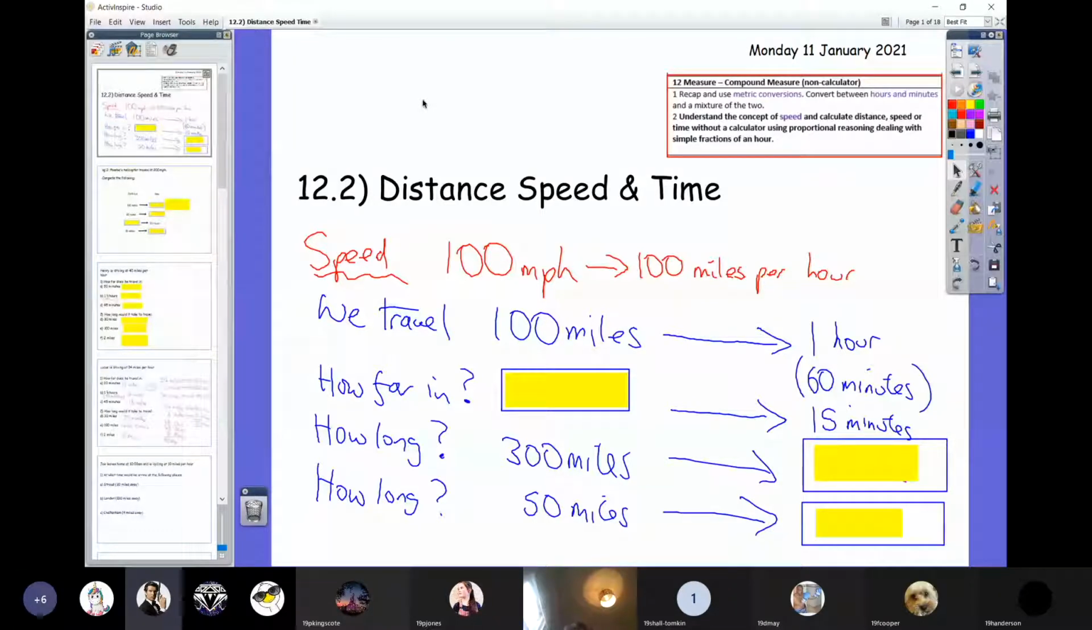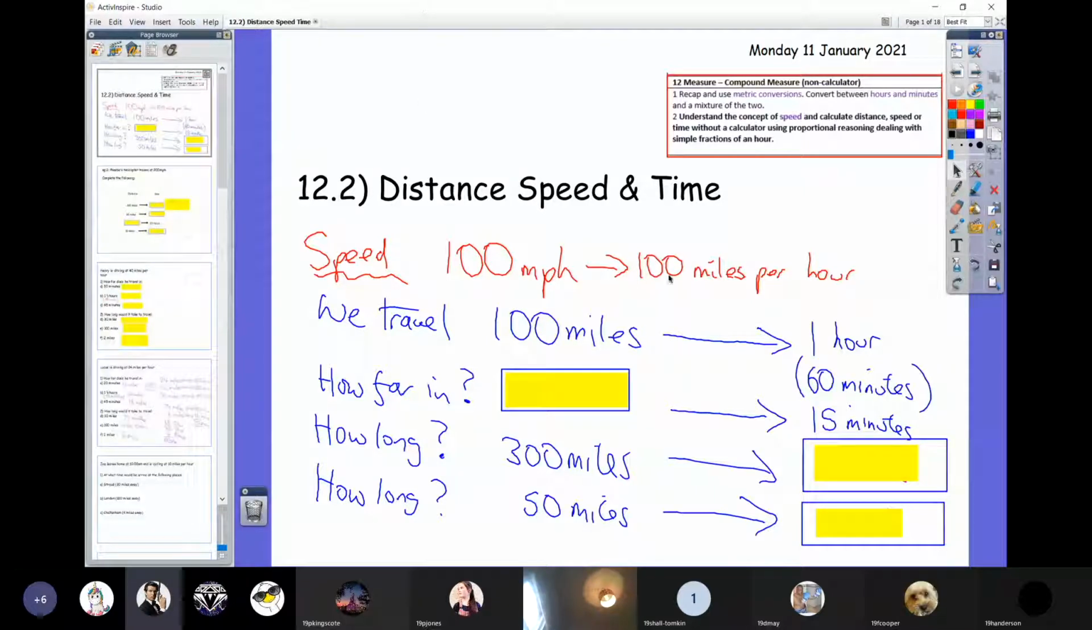Now, the key thing with this: if somebody's going along at 100 miles per hour, what you all immediately think about is somebody driving along very fast. Absolutely. But you've got to take on board what that means. It means if you drive for an hour, you cover a distance of 100 miles. That's what 100 miles per hour means. And then questions will just require you to use your proportional reasoning skills to figure things out.